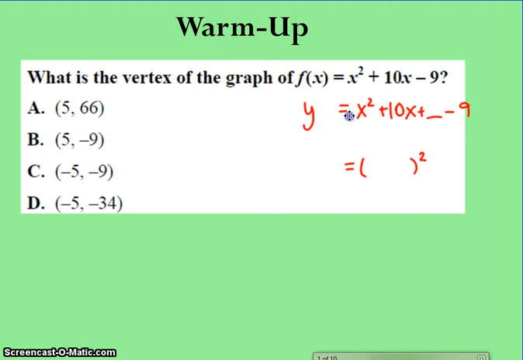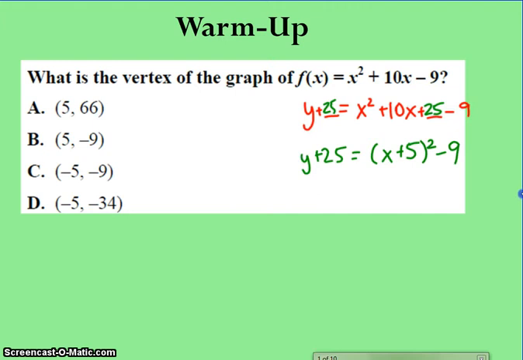We are completing the square. Now remember, what you add to one side, you add to the other. So I'll have y, and let me go ahead and fill this in. So y plus, okay, we take 10 divided by 2, which is 5. 5 squared is 25. So add 25 to both sides. So I have y plus 25 equals x plus 5 squared minus 9.